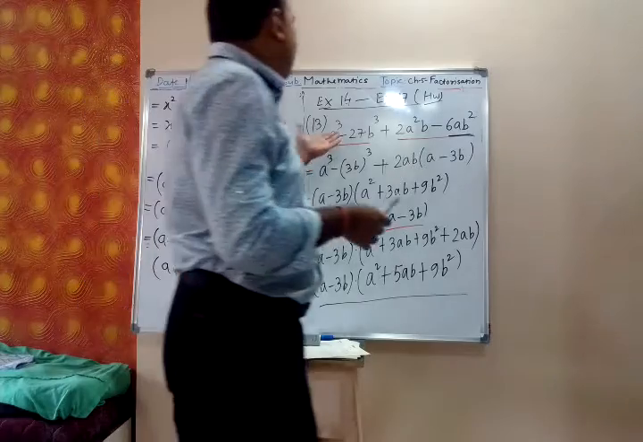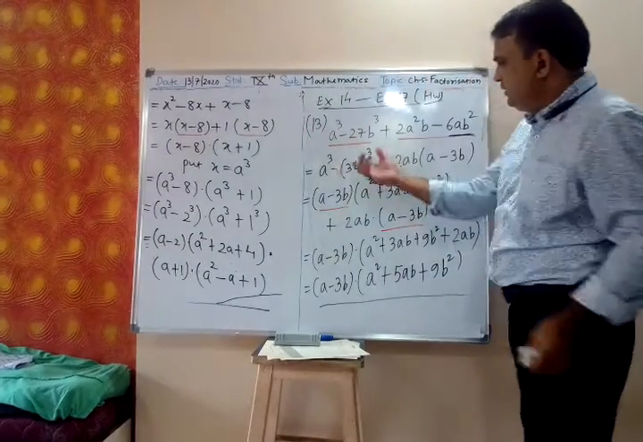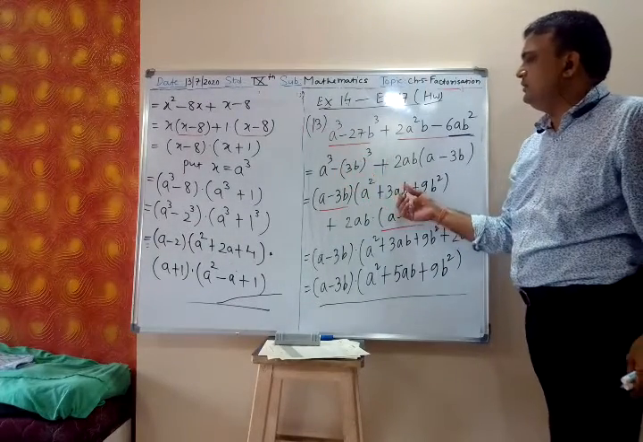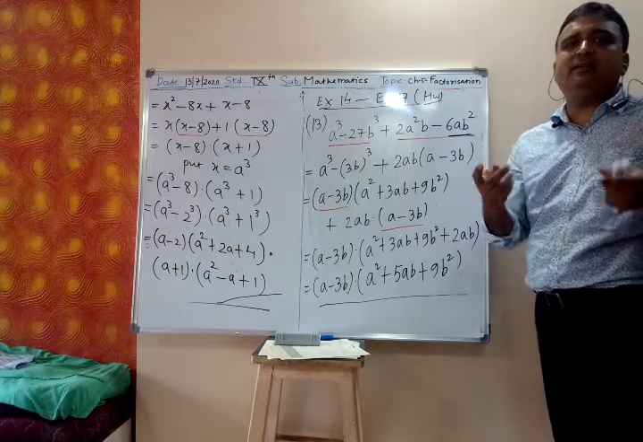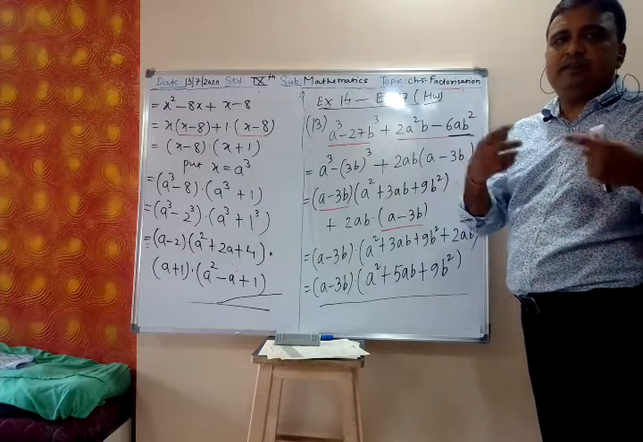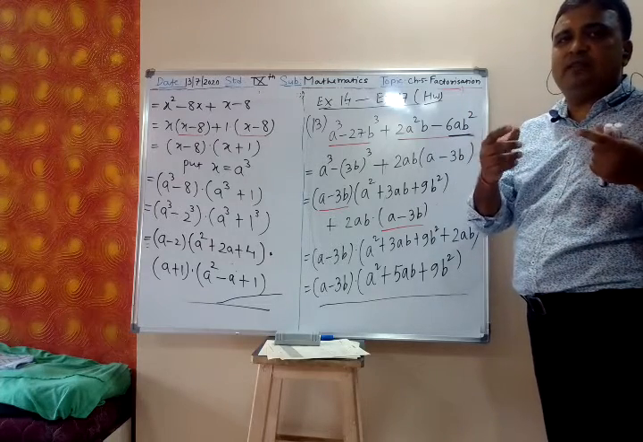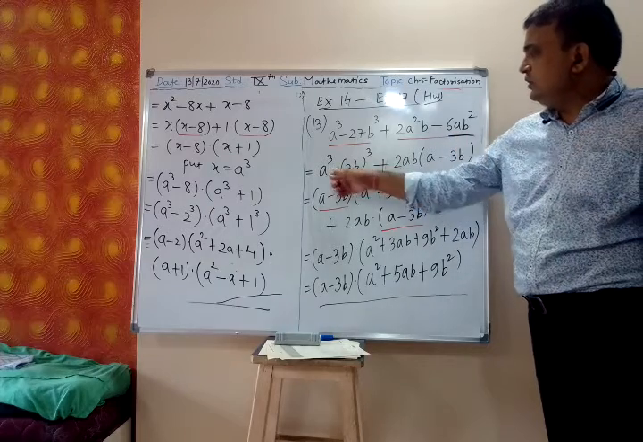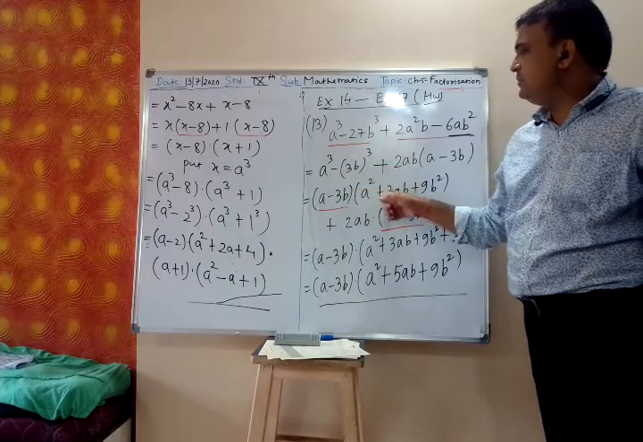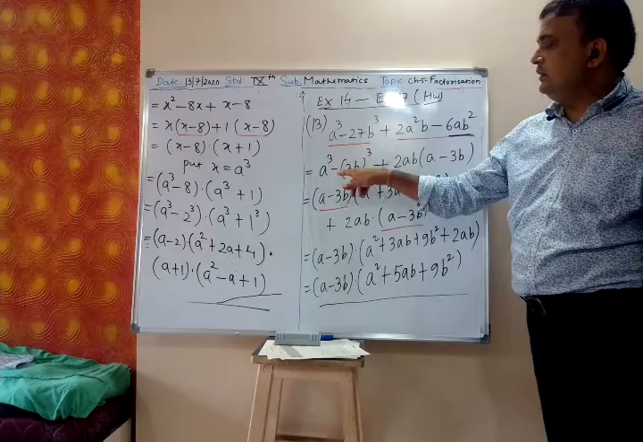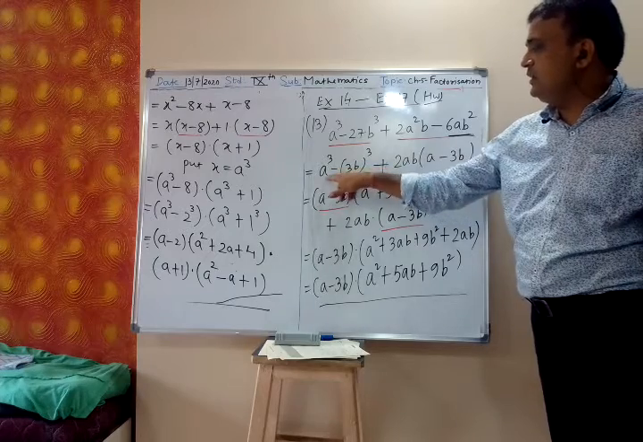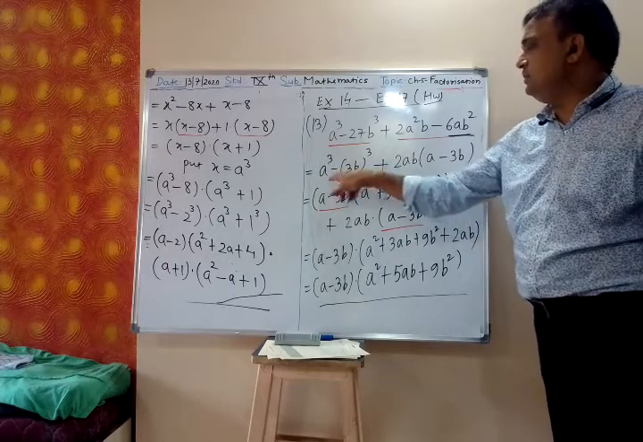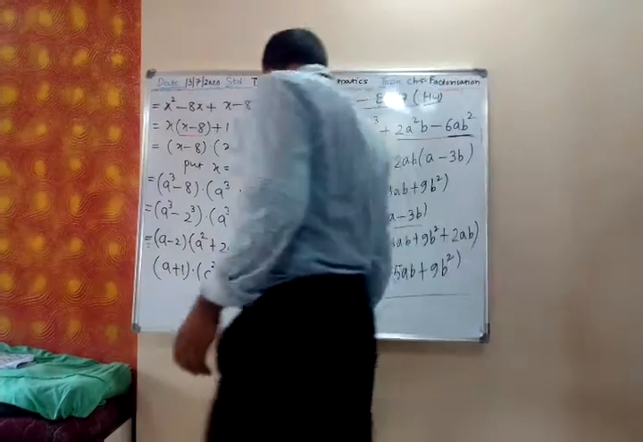The answer will be the same. You can directly write a cube minus b cube instead of writing this step, but you should be able to identify it. I have to explain so that each and every student can follow and understand. So you can directly write if you can identify, but I am writing this way so that you can identify that it is the a cube minus b cube formula.